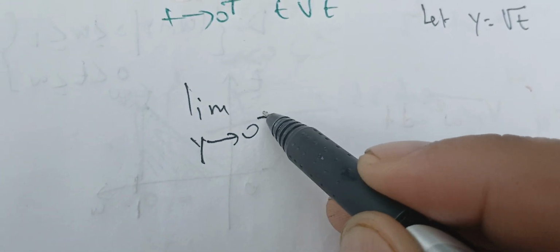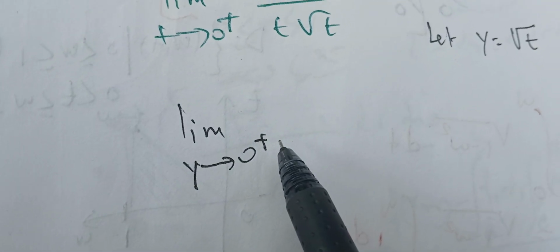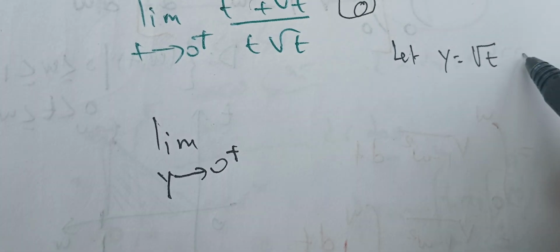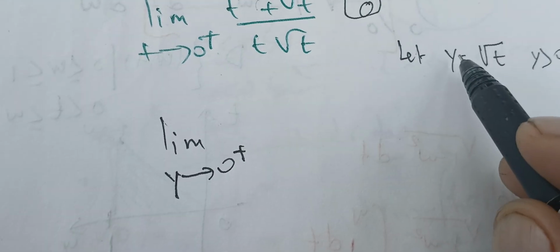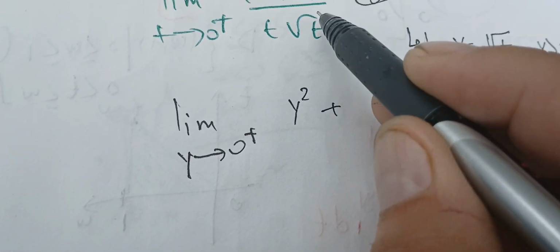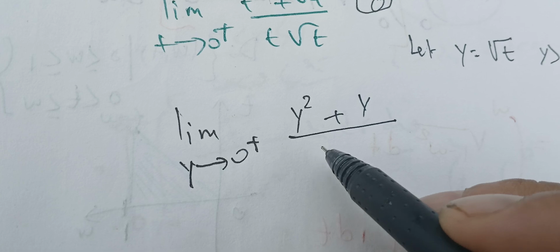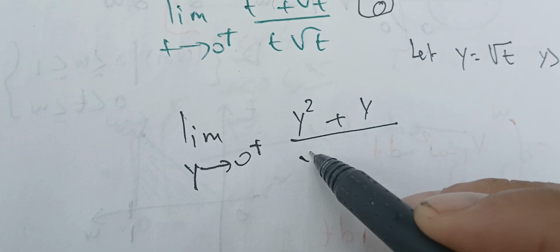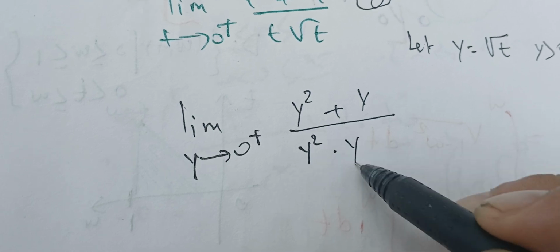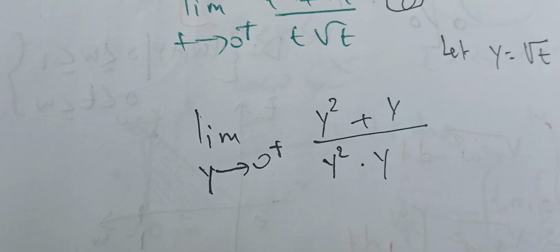So as t goes to 0 plus, y is going to go to 0 plus. Now what's t? Here y is bigger than 0. So if we square, we get t as y squared, and the square root of t is just y. So t is y squared, times the square root of t, which is y. Now we see that we don't have this problem of the square root.